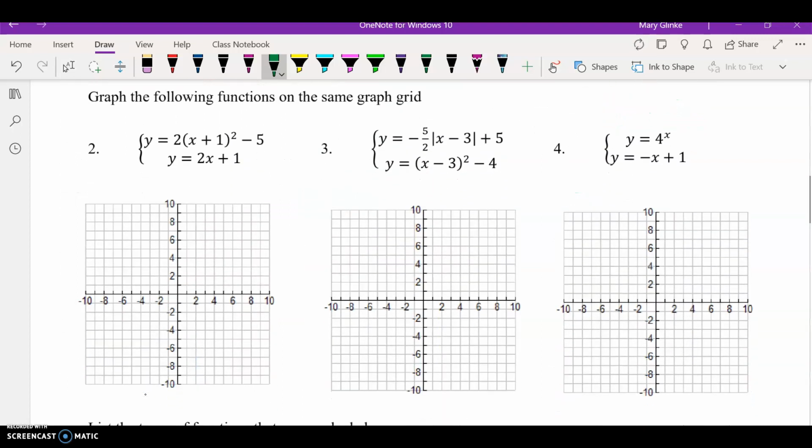Now what we're going to do is graph these different functions on the same graph grid. So for the first one, I'll graph this top quadratic in blue. It is left 1, down 5. And my a value is 2, which means I'm going to do 1, 3, and 5 times 2. So I go over 1 up 2, then over 1 up 6, and then over 1 and up 10. So I'm off the graph grid.